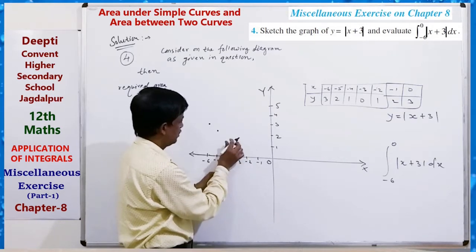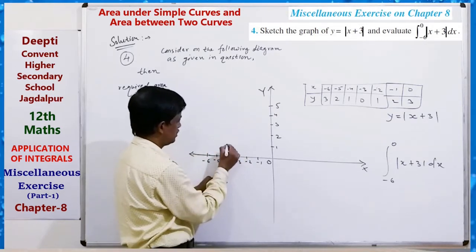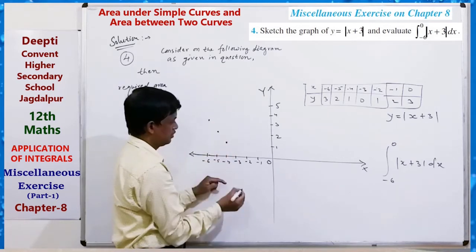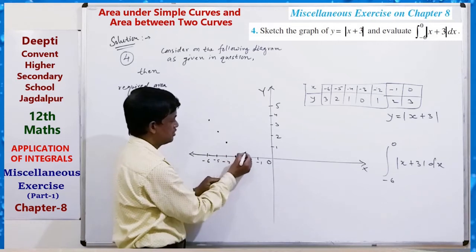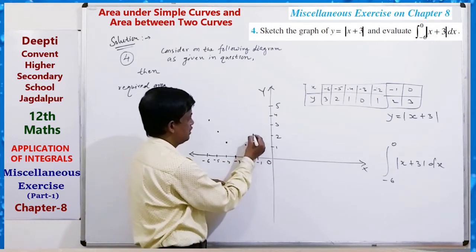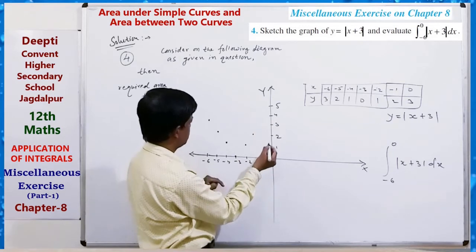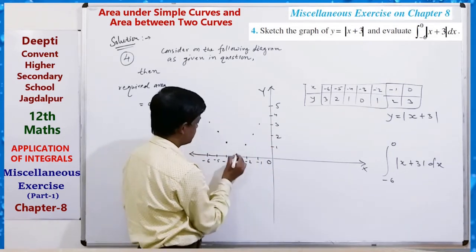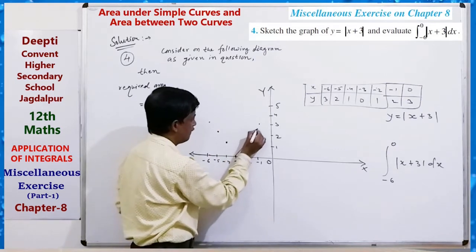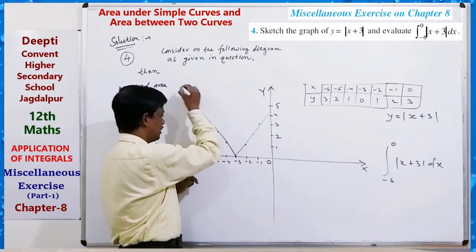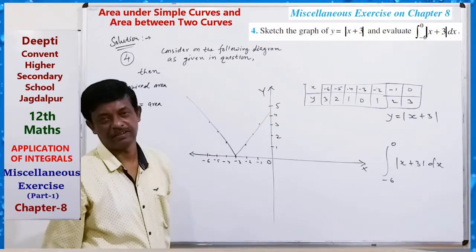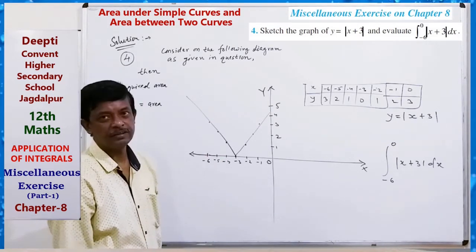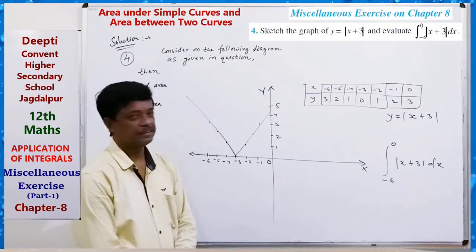Similarly, the points will be here, here and here. Okay, so we can draw the graph like this, a V shape. You can draw the graph. Clear? This is the graph of the function. Clear?